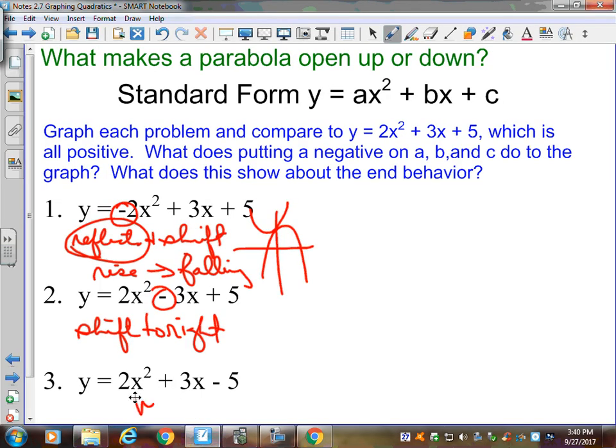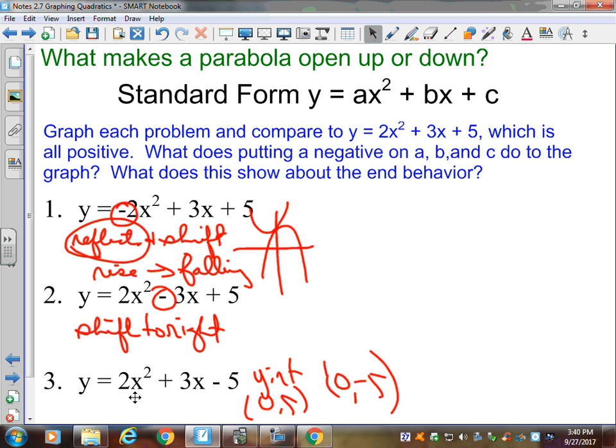So the vertex, the y-intercept. The y-intercept was at 0, 5, and now it's at 0, negative 5. So it shifted a lot in a different direction. Again, that end behavior didn't change in that problem. The end behavior didn't change in number 2.